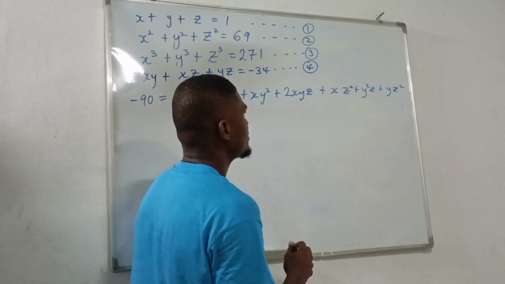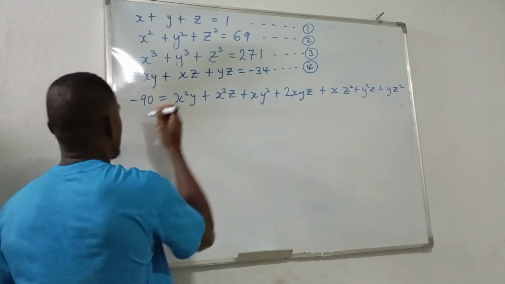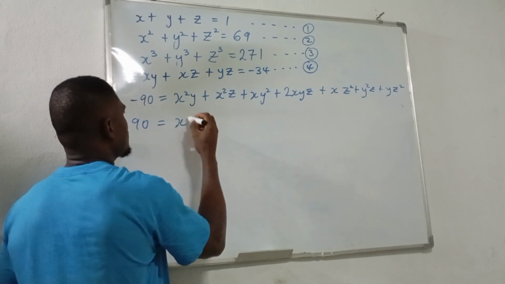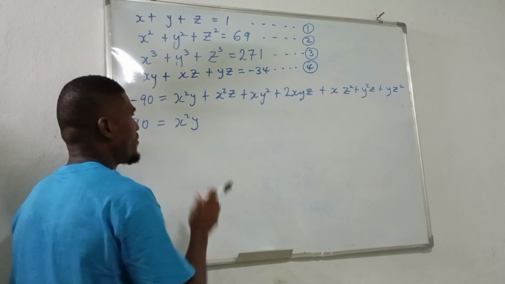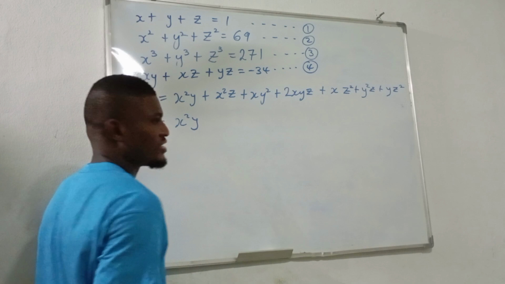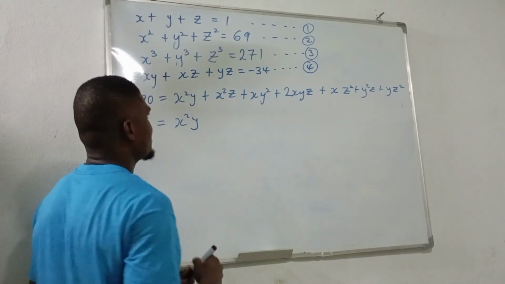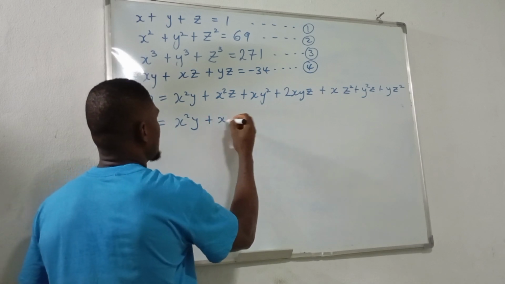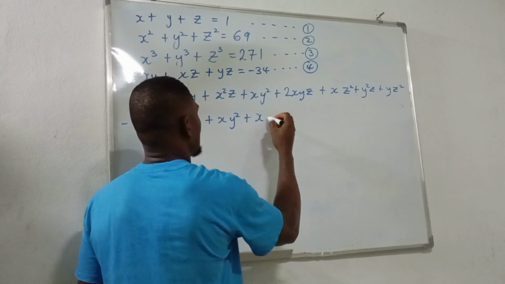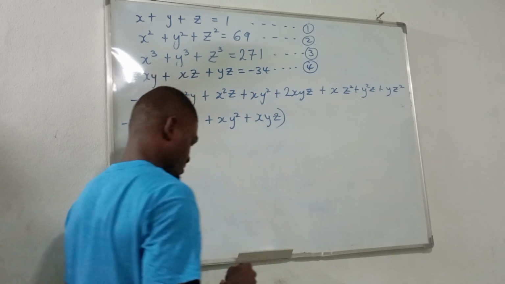plus y²z plus yz². Alright, so now we're going to continue by, I'm going to write here minus 90, which is this, and then these we have x²y. Now we're going to write down every other element of x and y. We're going to write the ones that contain x and y. So this contains x and y, this contains x and y, so I'm going to write that down with it, xy², and this contains x and y, so I'm going to pick one of it, x, y, and z, and then I'm going to group them together.